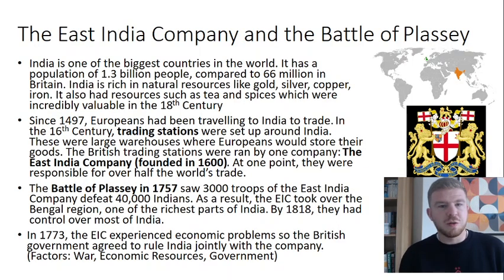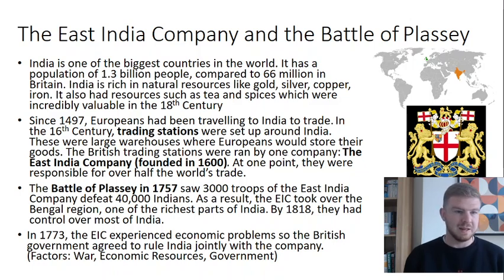We're going to start off, as we said, with India and look at the East India Company. India is one of the biggest countries in the world. It's got a population of 1.3 billion people today, and compare that to the 66 million or so people in Britain. You can see on our map on the top right just the scale between the two different countries. Yet Britain ends up controlling India and makes it a key part of their empire for many centuries.